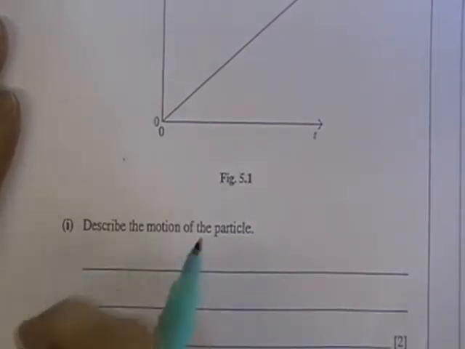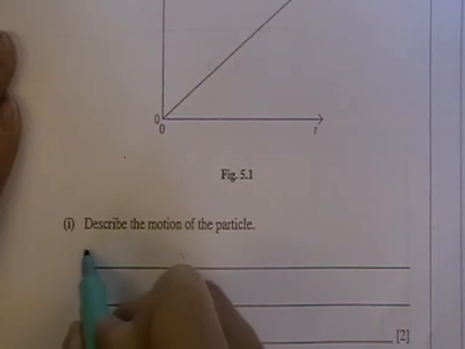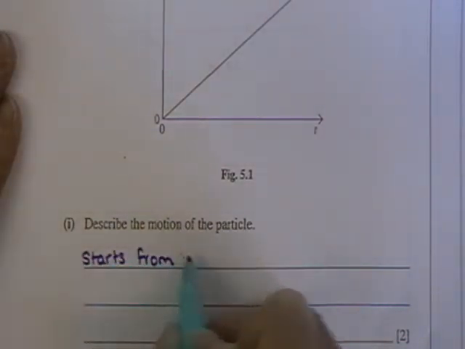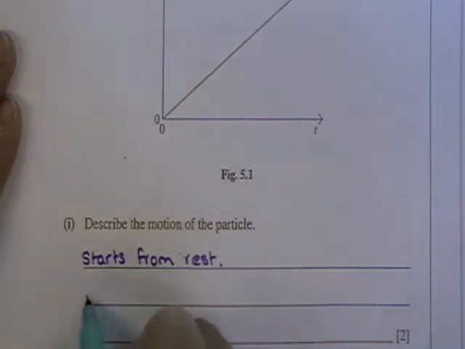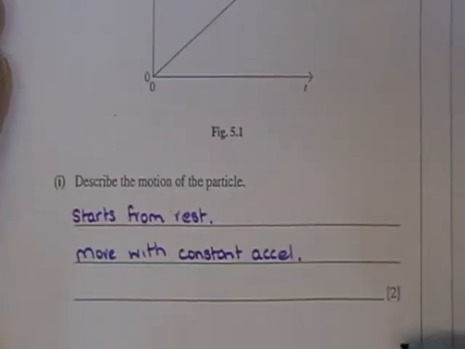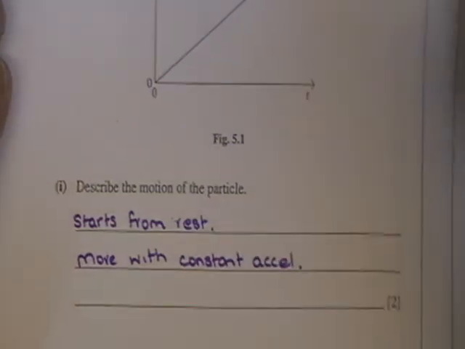So it's a VT graph which is a constant gradient, and that means that you have an object which is starting from rest, and then it's going to move with a constant acceleration. Now the two marks there, it's not that obvious that you would write starting from rest, but do put that in, because that will really help, and it'll make sure that you're getting your 2 marks there whenever you need them.